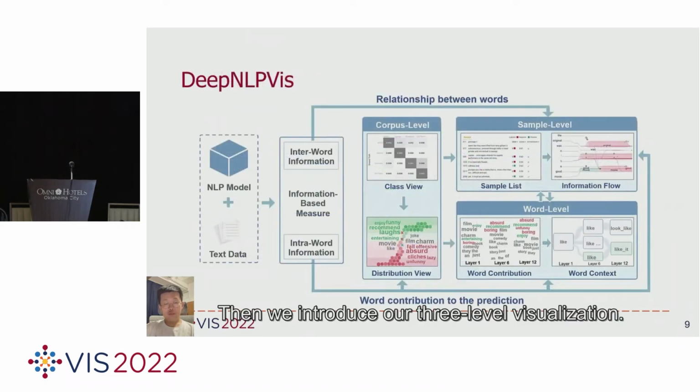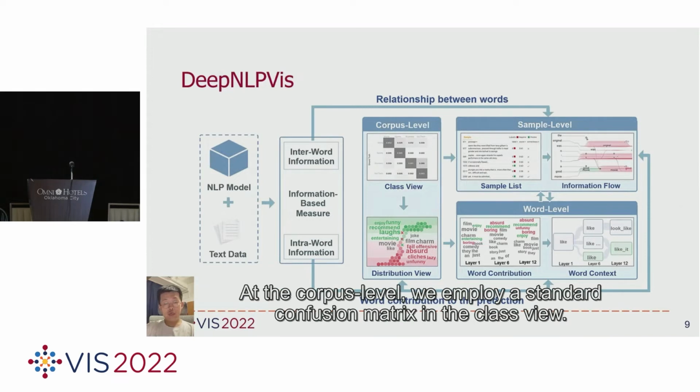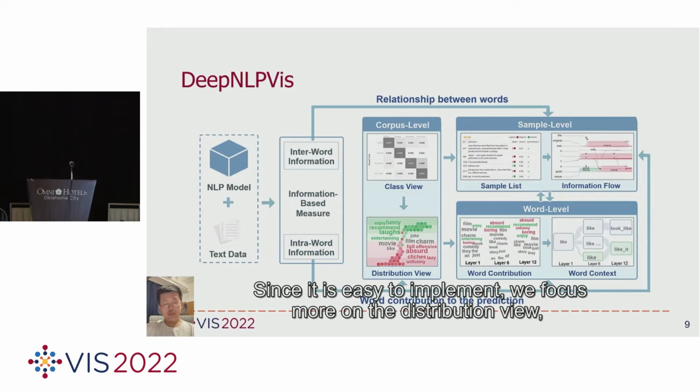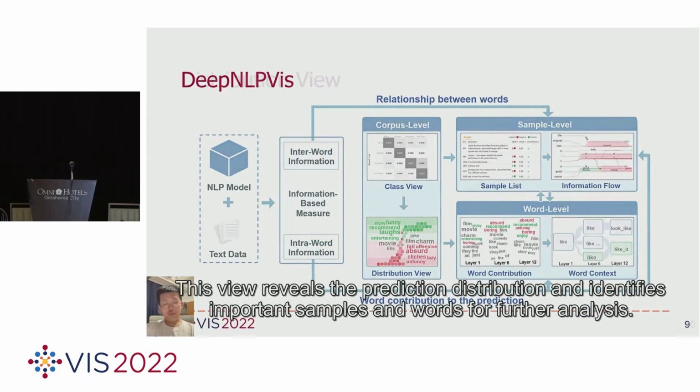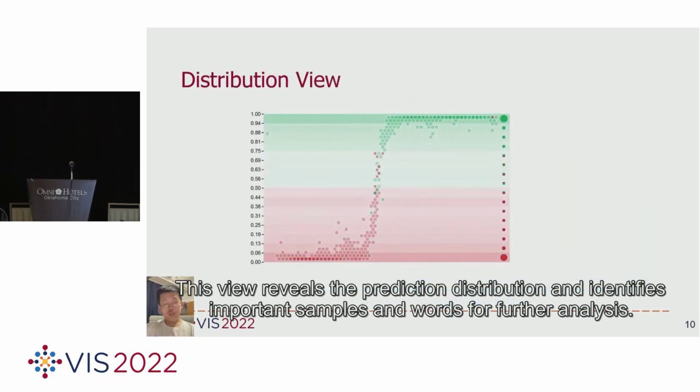Then, we introduce our three-level visualization. At the corpus level, we employ a standard confusion matrix in the class view. Since it is easy to implement, we focus more on the distribution view. This view reveals the prediction distribution and identifies important samples and words for further analysis.